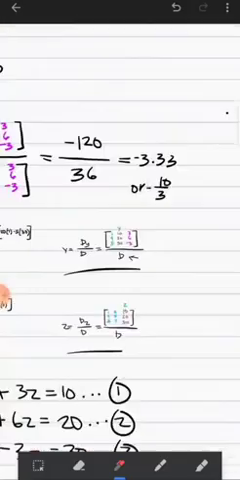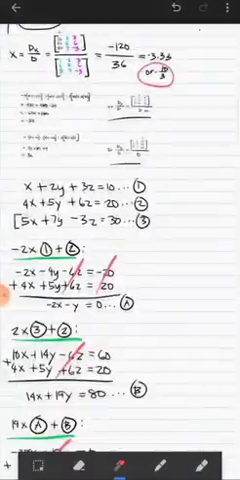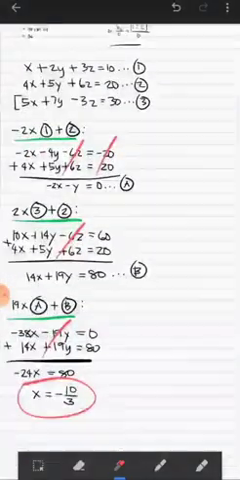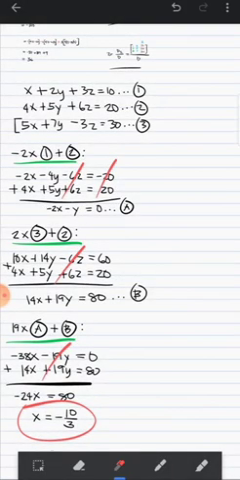So we've solved for x in 2 ways, elimination and Cramer's Rule.